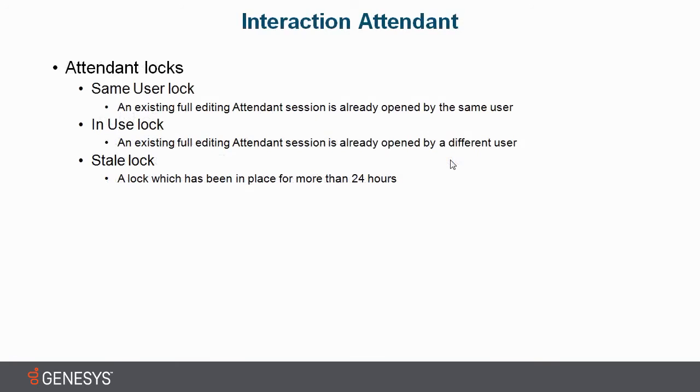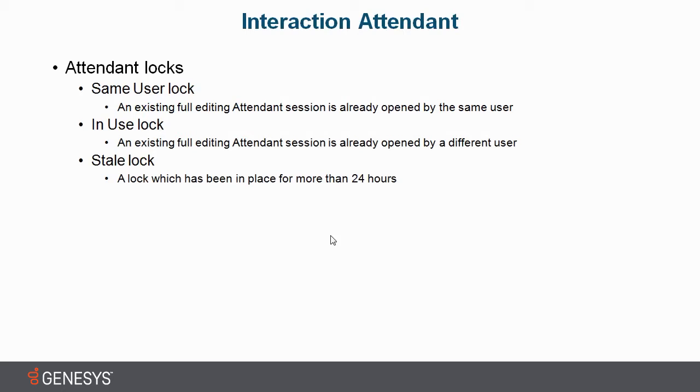In Attendant, there are three types of logs: same user log, in-use log, and stale log. A same user log is used when an existing full editing Attendant session is already opened by the same user, whereas an in-use log is used when an existing full editing Attendant session is already opened by a different user. A stale log is a log which has been in place for more than 24 hours.